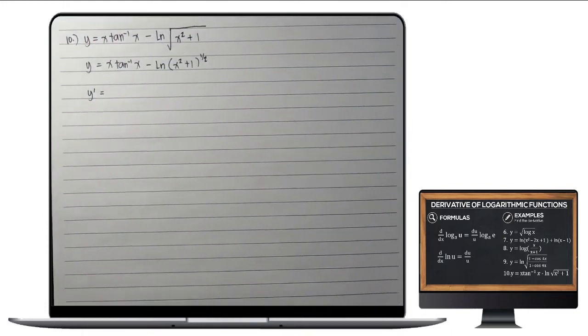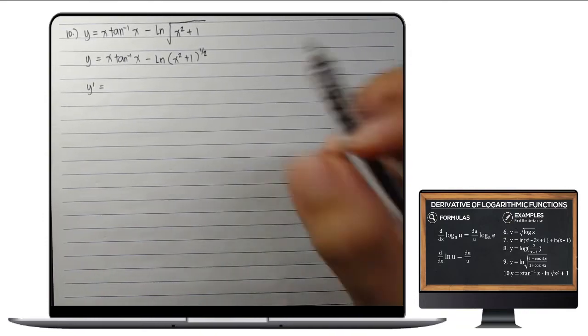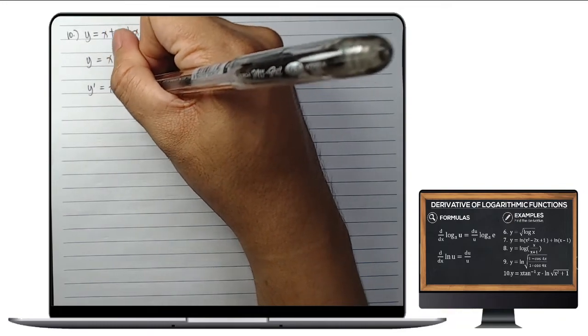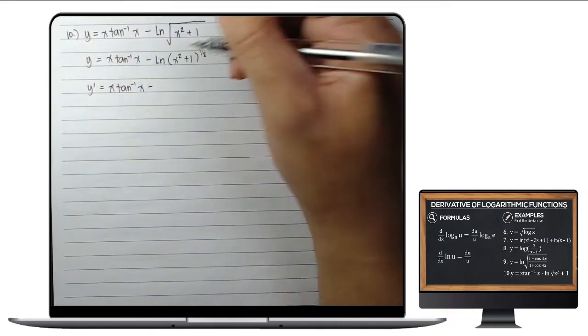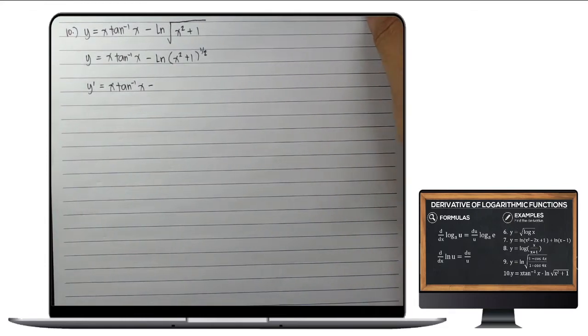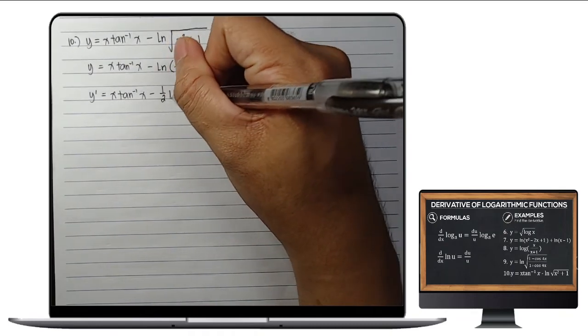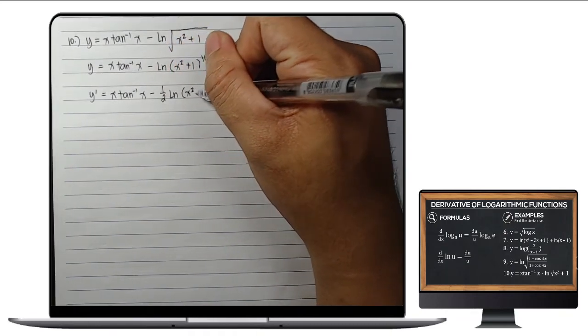Okay, so this is our given: y is equal to x arctangent of x minus ln of square root of x squared plus 1. So I can write it as y is equal to x arctangent of x minus ln of, instead of the square root, I use exponential. So I just copy this. This is x arctangent of x minus, by applying the property of logarithm, which we already discussed, I bring down the 1/2. So this is 1/2 ln of x squared plus 1.